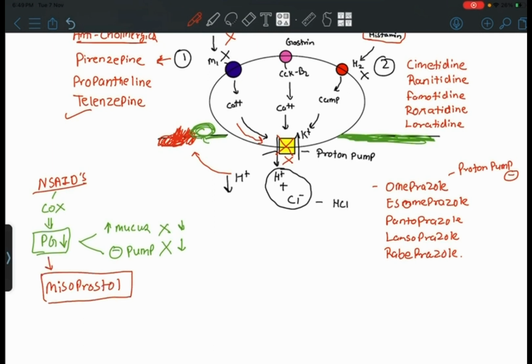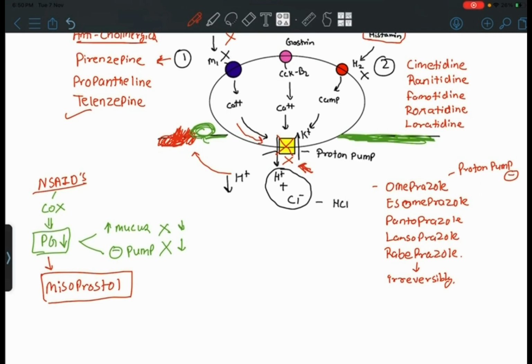Okay, so it will again decrease the intensity of the proton pump. One more thing about the proton pump inhibitor: it blocks the proton pump irreversibly. If this proton pump is blocked, it will not work again. Around 24 hours later, this cell will form a new proton pump. So we can say that this medicine will work for around 24 hours. Okay, so that's the thing.